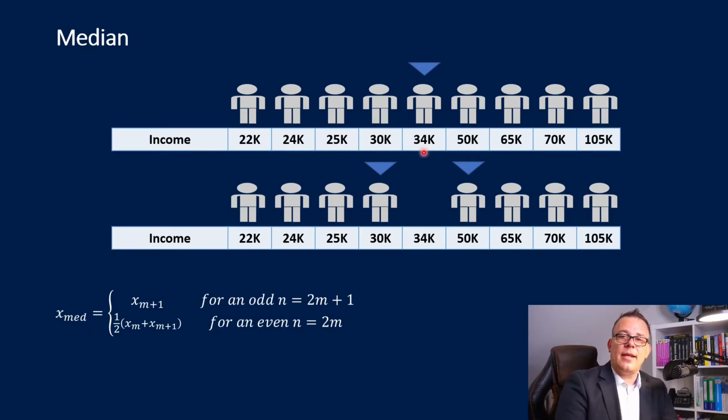What happens if we have an even number of observations? Then, just like in this picture, there is no median person, there is no middle observation. Then we take the person left to the non-existing middle and the person right to the non-existing middle. So the one with 30,000 and the one with 50,000, and we take the arithmetic mean of these 2 persons.